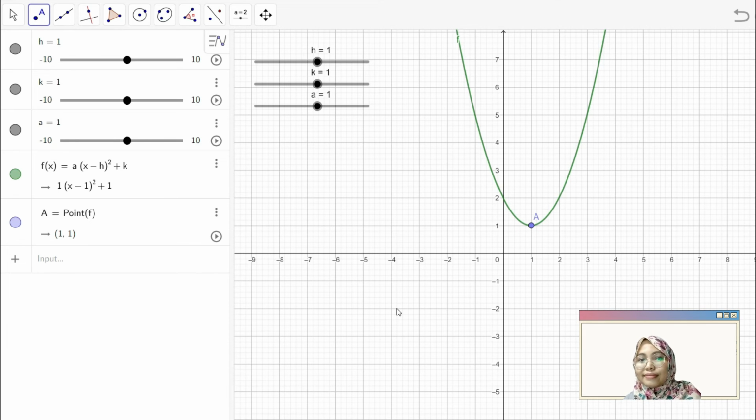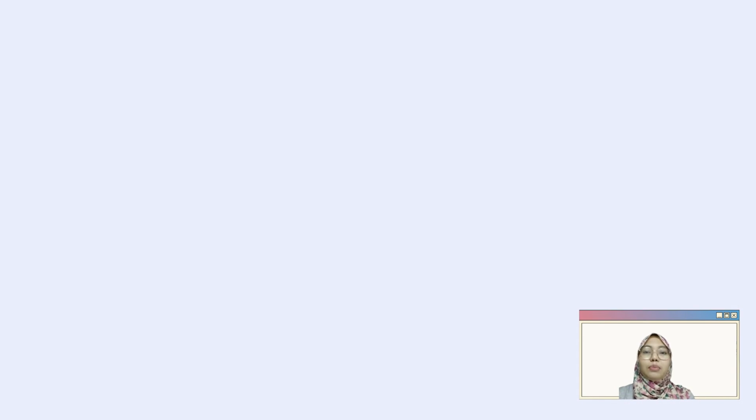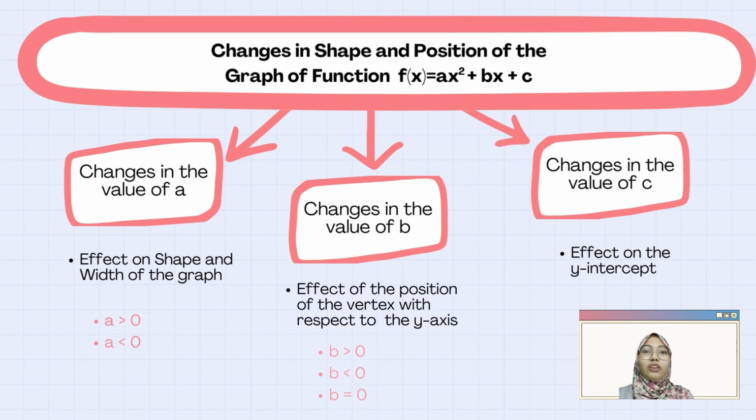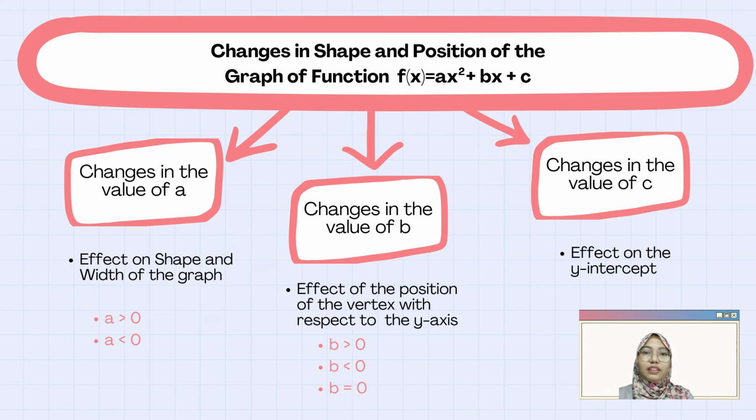Now, I will recap the effect of changes in the value of constants and types of roots on the shape and position of the graph in a quadratic function. Changes in the shape and position of the graph of a quadratic function in general form: the changes in the value of constant a will affect the shape and width of the graph, while the changes in the value of constant b will affect the position of the vertex in terms of the y-axis. Then, changes in the value of constant c will change the value of the y-intercept on the graph.